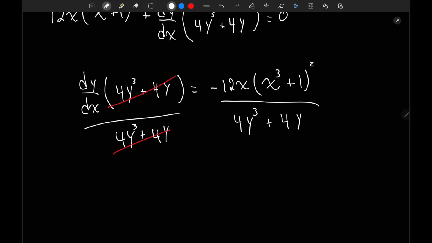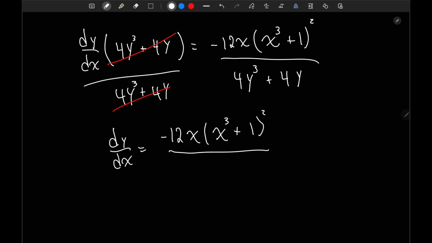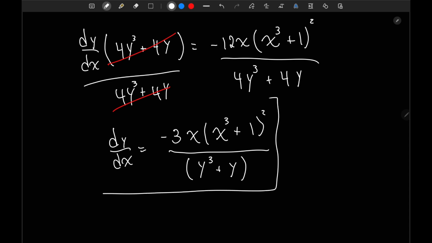Where this is going to cancel out. We'll be left with, and on the bottom here, we can factor out a 4. Could also factor out a y, but I don't think it'll make too much of a difference. And then we can simplify this fraction here. So the 4 and the 12 will give us 3. And this here is the final answer.